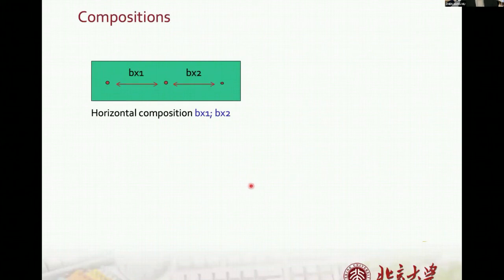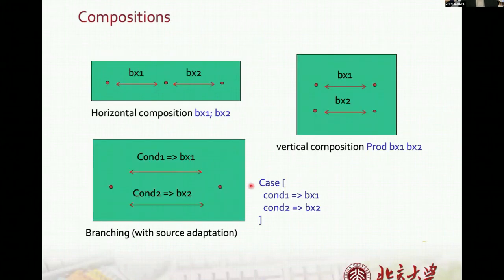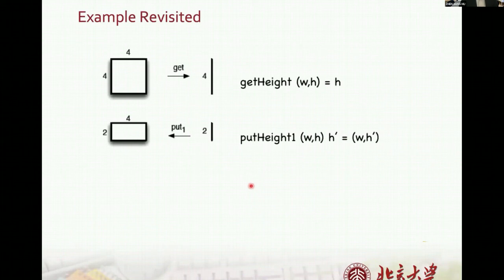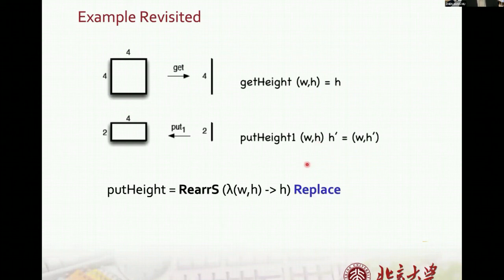There are another 2 important compositions: natural sequential composition, parallel composition, and case composition. I will not explain them in detail. Just return to the examples we just mentioned. For the height, we just change the height. When we go back, we change the height of the source with the view height. So we rearrange the source first and return its height, and then this is synchronized using replace with the output. That's it.